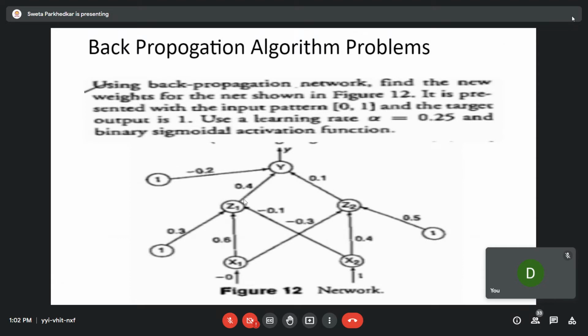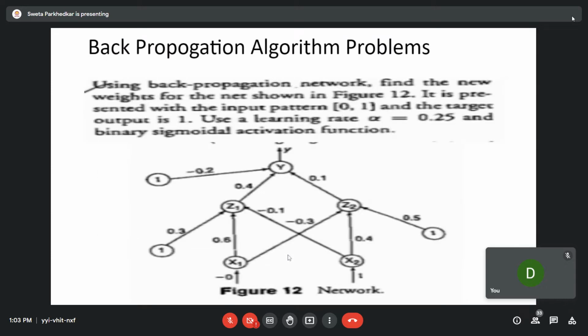ठीक है, तो हम लोग क्या लेंगे? The net input going to the layer Z1. ठीक है, for this Z in 1, that is input from this input layer to Z1, is equal to हम लोग क्या लेते हैं? Bias B plus X1 V11 plus X2 V21, right?